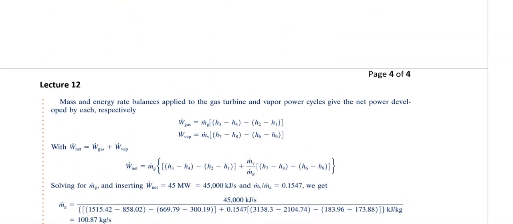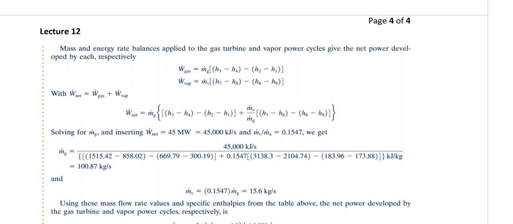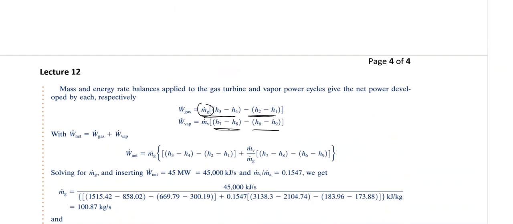Now moving to another equation to further solve this example, we have the gas turbine work done. That gas turbine work done is the work done of the turbine minus the work done of the compressor, multiplied by mg. Then we have the work done of the vapor cycle, which is the work done of the turbine minus the work done of the pump. If you check it, the pump is from 9 to 6, and the turbine is from 7 to 8. So that is what I have said.